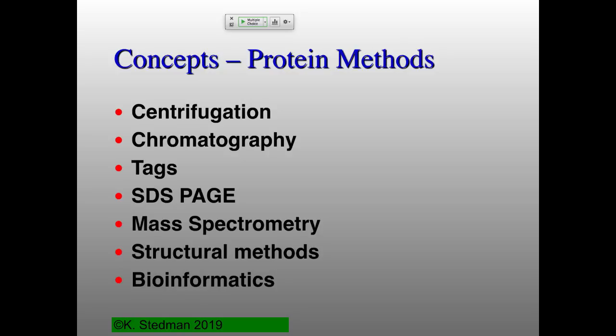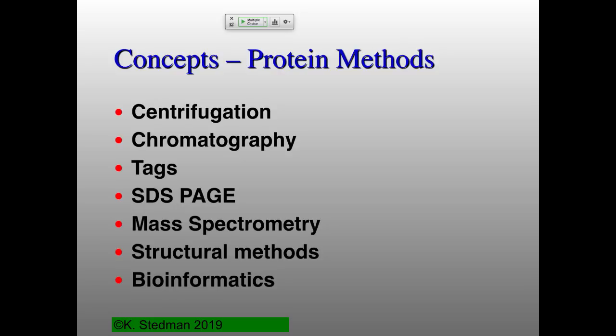Tags, this is a much more modern approach. Very often the protein that you're trying to work with doesn't have the right kind of thing on the outside that makes it easy to separate from all of the other proteins. And if you can use the magic of recombinant DNA technology, then you can add a specific thing to the outside of your protein. And once you've done that, then you can use that to pull it away from everything else.